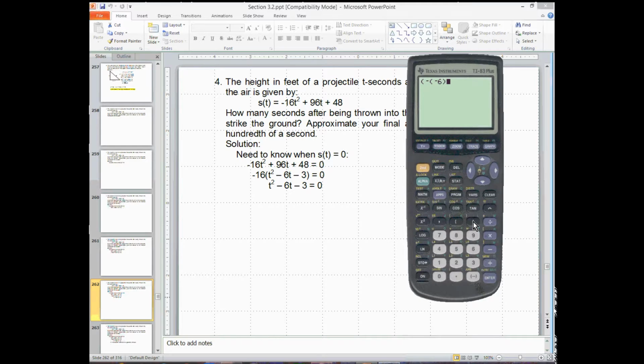Negative 6, just to be very pedestrian about it. Let me do the plus 1 first. So plus, second, square root. Okay, I want b squared. So open parenthesis for the negative 6.